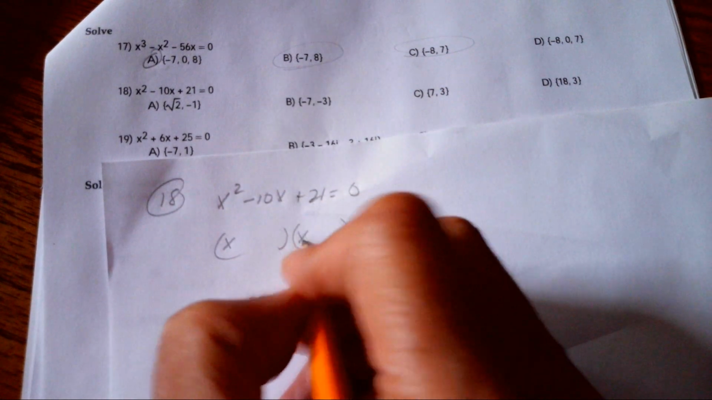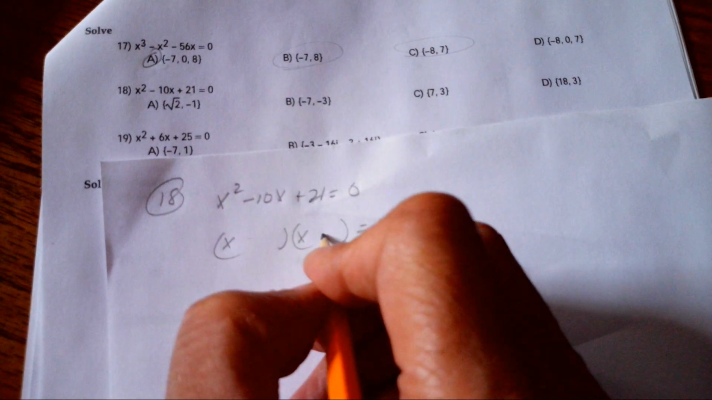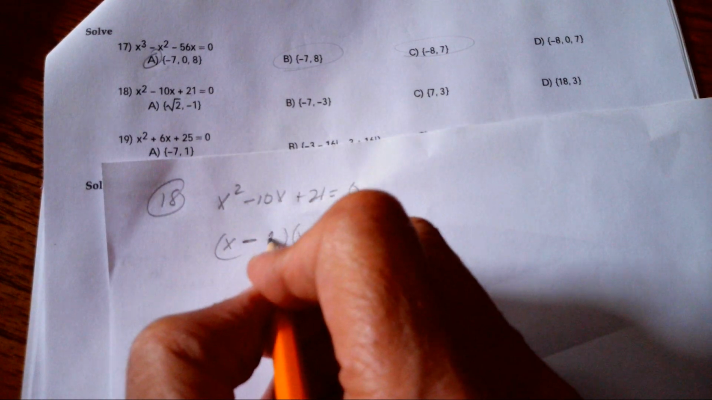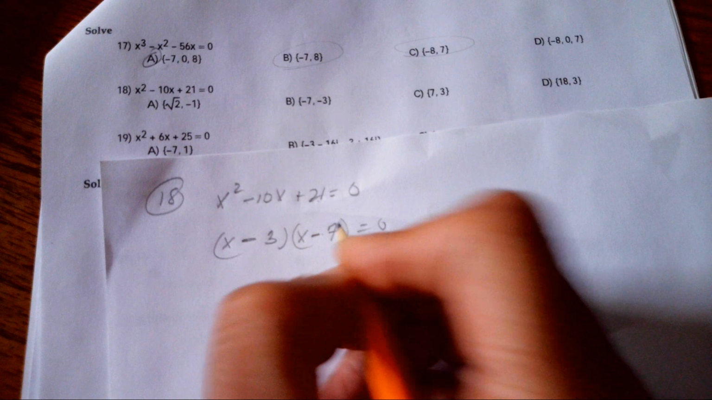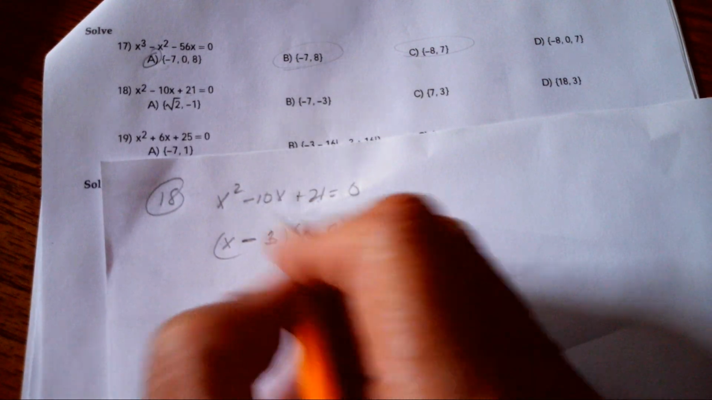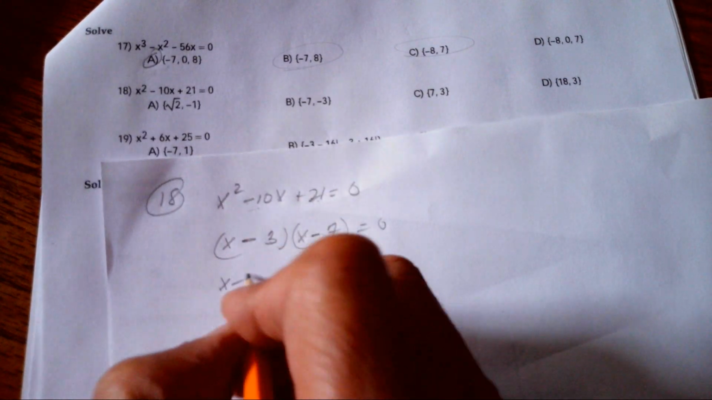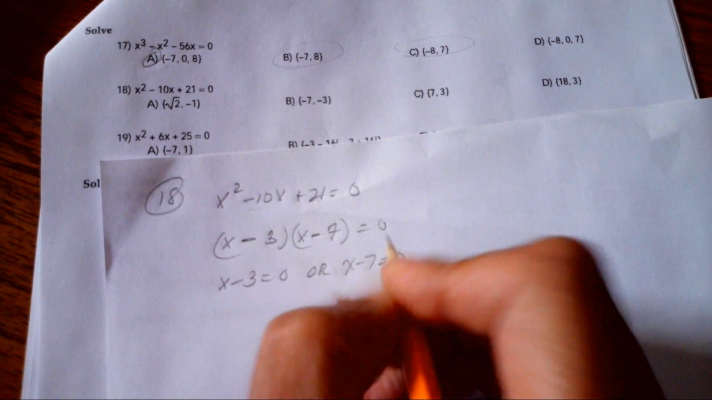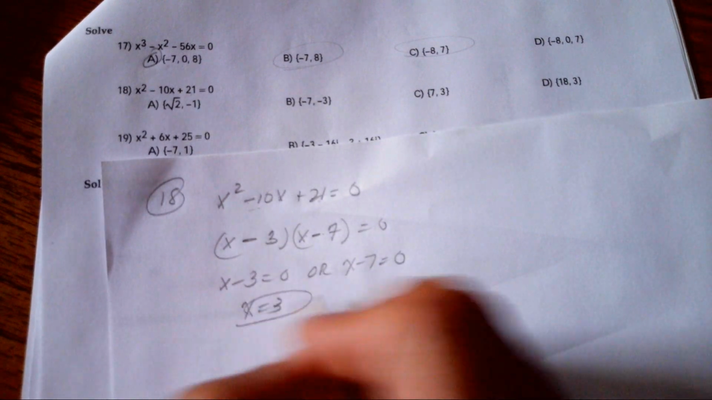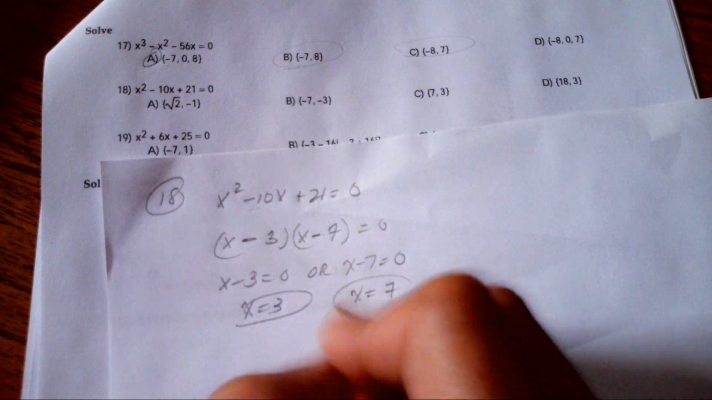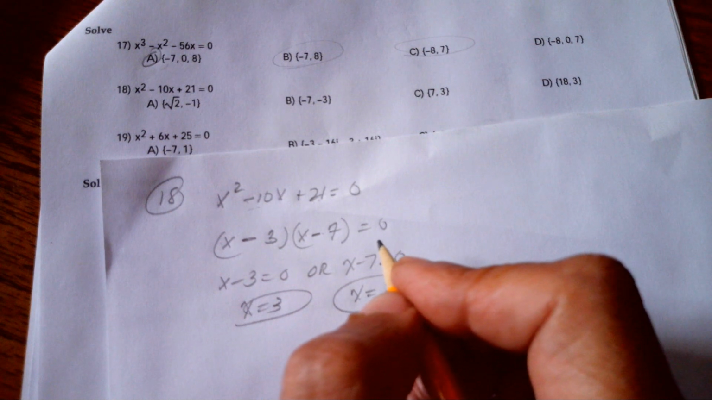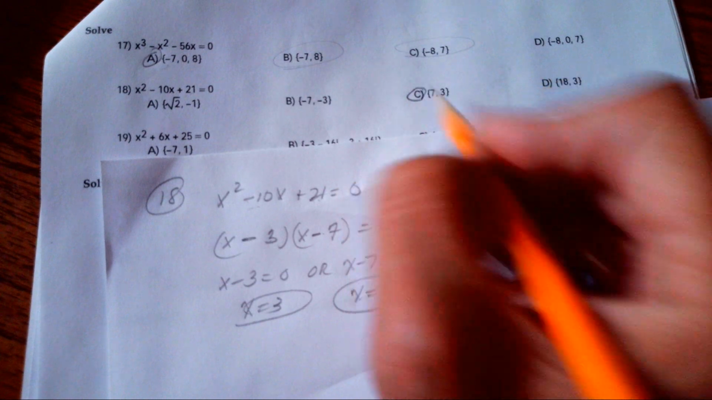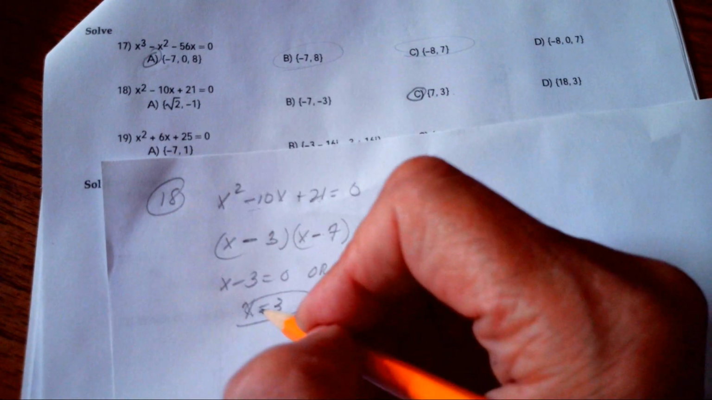Draw my parentheses. Here's my x and my x. This is a positive, which tells me my signs are the same. This is negative, so they're both negative. The factors of 21 I'm going to use are 3 and 7. Minus 7 combined with a minus 3 is a minus 10. So either x minus 3 equals 0 or x minus 7 equals 0. This gives me x equal to 3 or x equal to a positive 7. So number 18, we got letter C. All right, 7 and 3, 7 and 3.